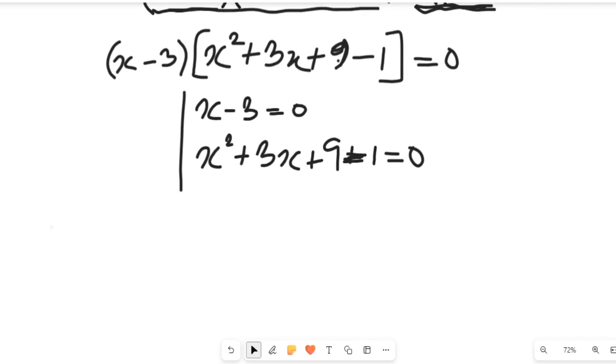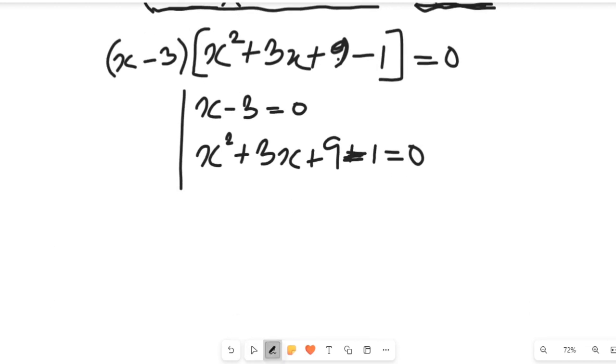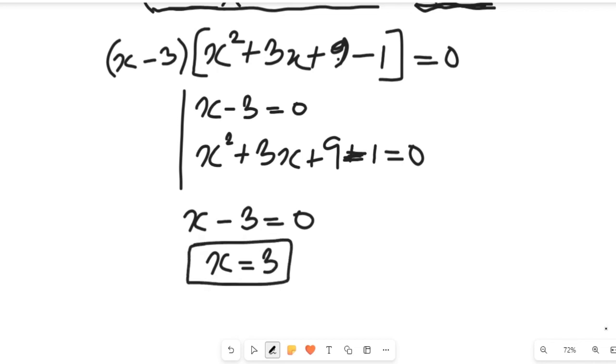So if we simplify that expression, the first one, we're going to have x minus 3 equal to 0. So let's add 3 to both sides. Our x will be equal to 3. So this is the first solution to that exponential equation.